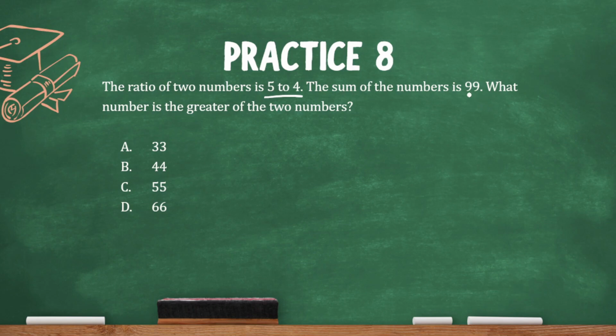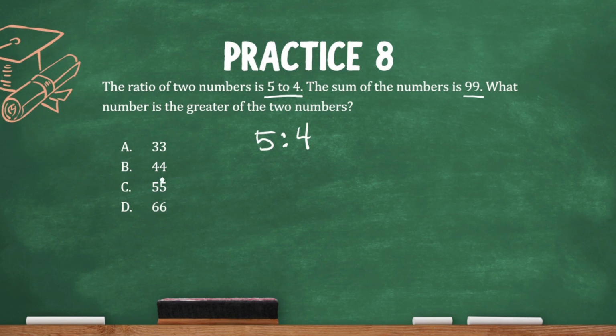The ratio of 2 numbers is 5 to 4. The sum of the numbers is 99. What number is the greater of the 2 numbers? Okay, so we've got a ratio of 5 to 4. And if they're in the same ratio, that means that we could multiply both of these numbers by the same number to get a new set of numbers, right?